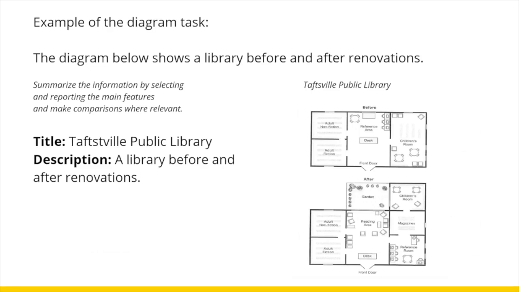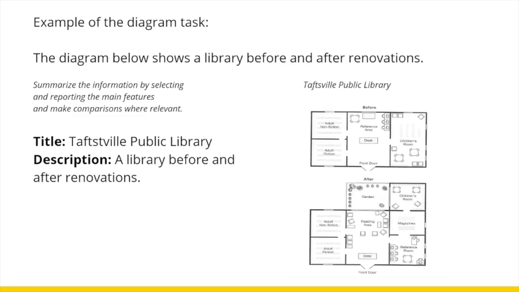In this slide, you can see the following example about the diagram, but this diagram is a little bit different. So as you can see, you have two pictures, and one picture is before and the next one is after. So let's go ahead and read the prompt to get a better idea and details about this diagram. So the prompt states the following. The diagram below shows a library before and after renovations. Your note here is, the requirement is the same. Summarize the information by selecting and reporting the main features and make comparison where relevant.